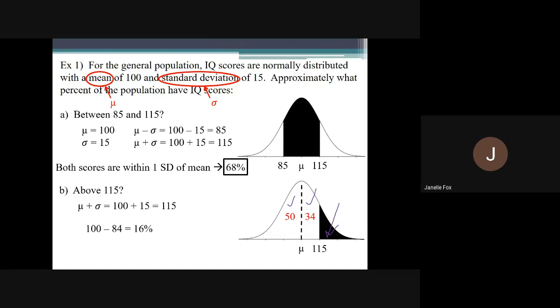You don't want to add it up because it is going all the way through every single standard deviation way high, so you wouldn't be able to add up all those pieces. But we can definitely do some subtraction, which I think makes more sense. And then for part C, it says below 130.